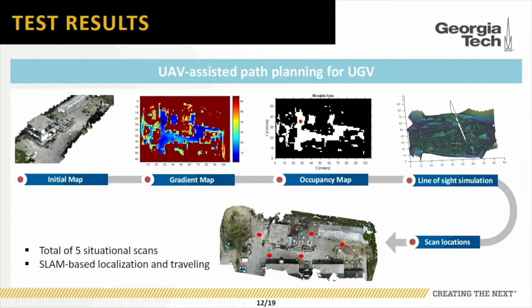So basically, the UGV will navigate through the site, stop at these 5 locations, do the scan, and move again to the next scan location. This whole process is autonomous, so no worker or human being has to be involved.